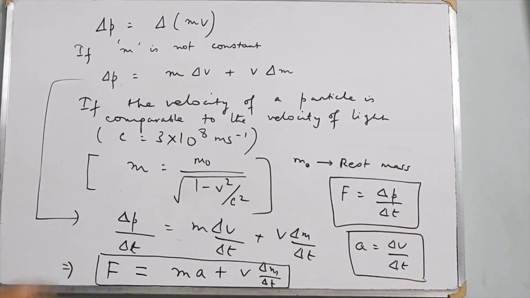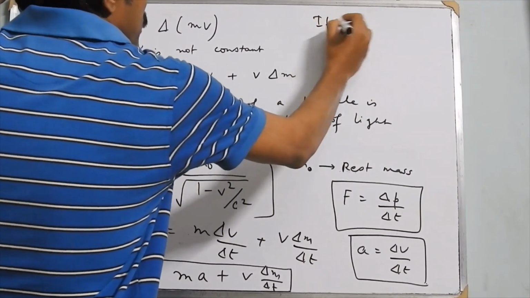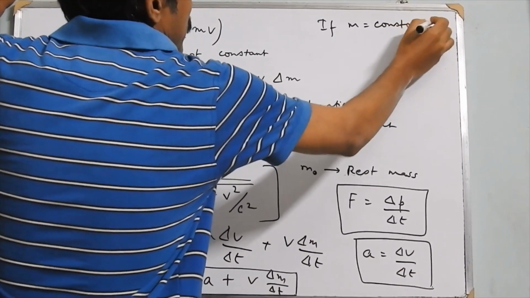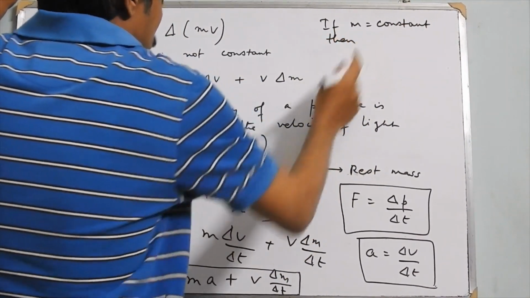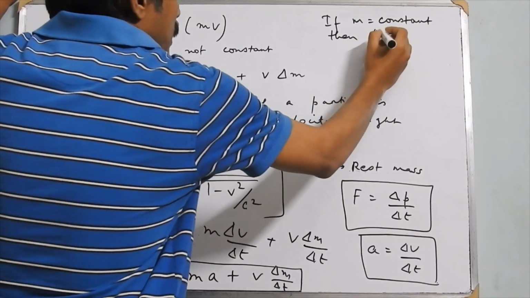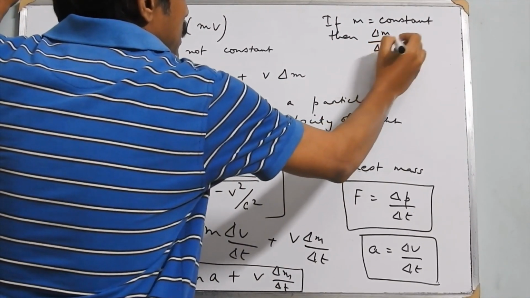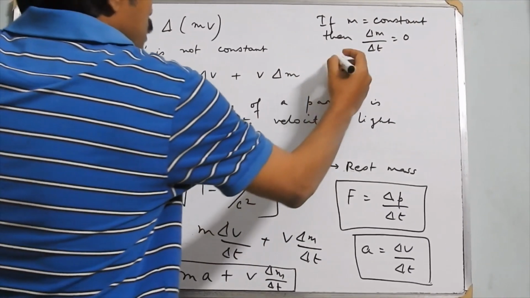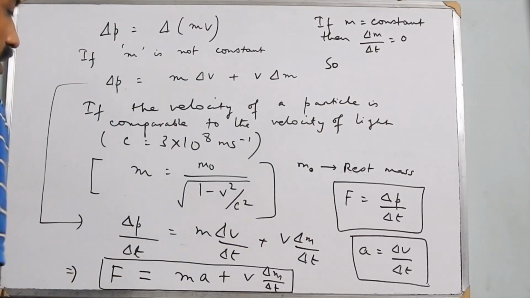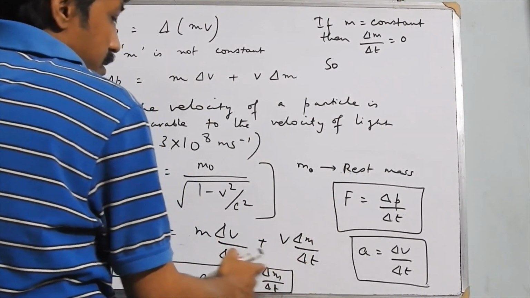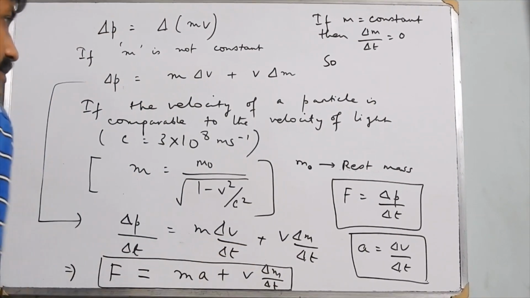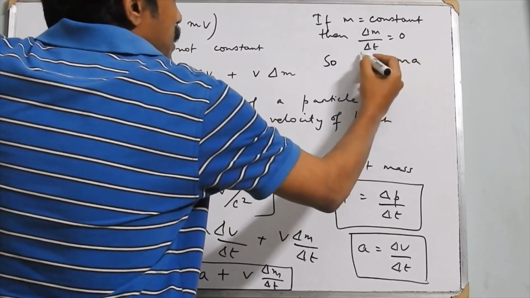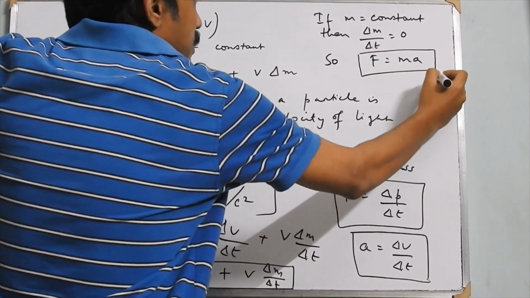Again, from this expression, if mass is constant, if mass is not changing at all, then you can say that this quantity, change of mass in a given time interval, is 0. Mass does not change means delta m is 0. So, for that situation where the mass is constant, this term delta m by delta t is 0, which means F equal to ma. So this is the very popular equation, which is also called Newton's second law of motion.